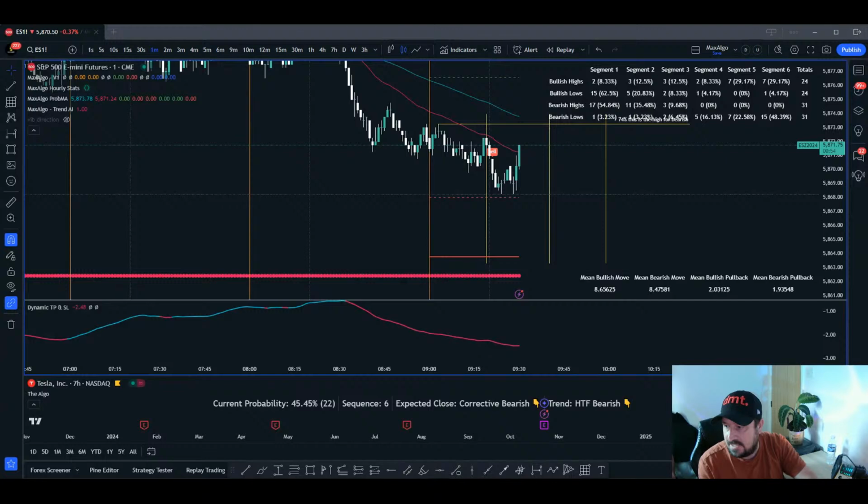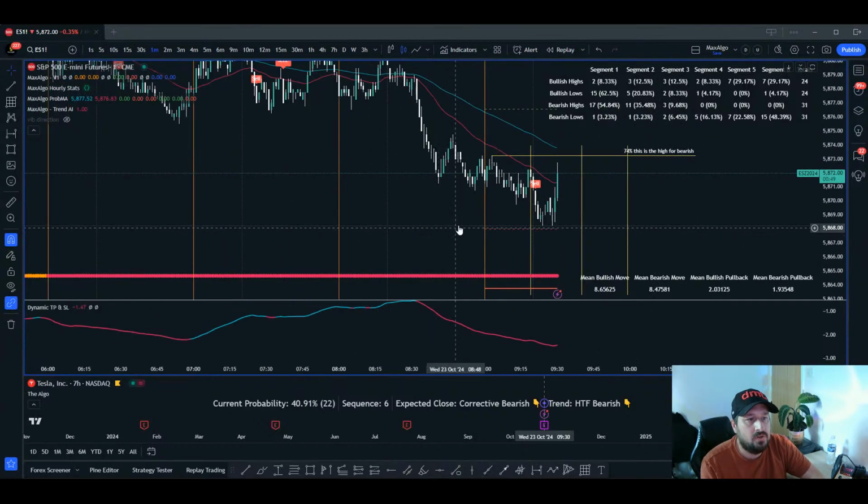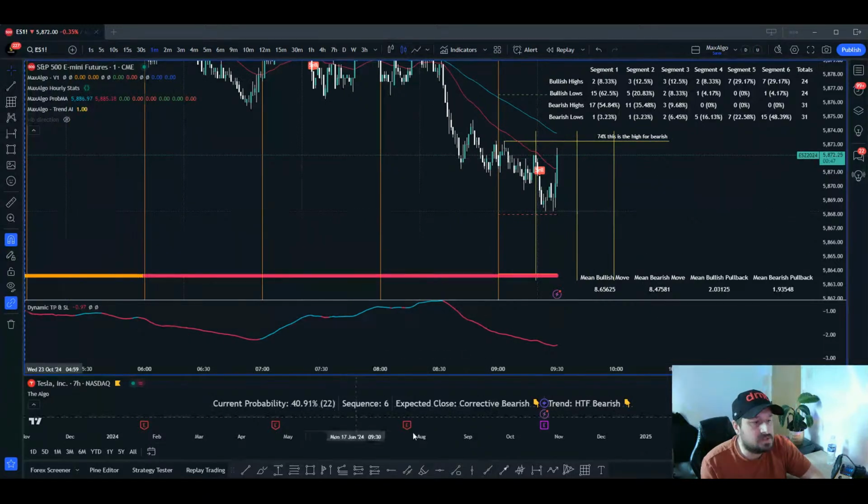So the trial is on there. Okay, so we get on New York Open. So there we can see that Tesla has gone into a sequence 6.